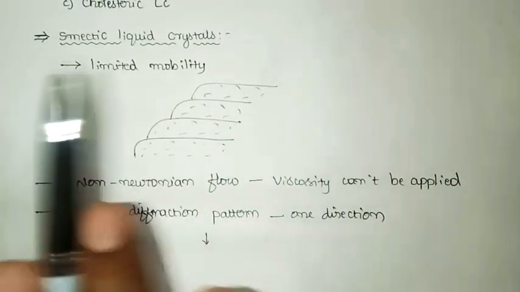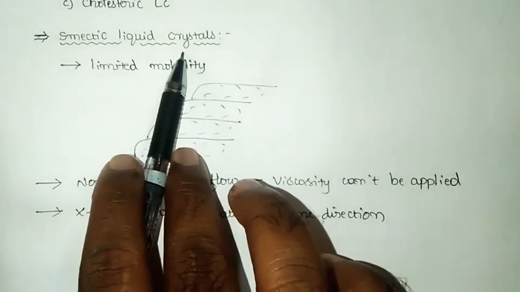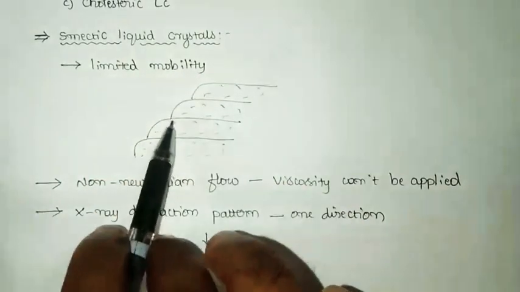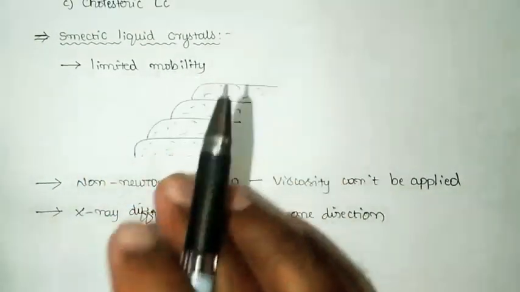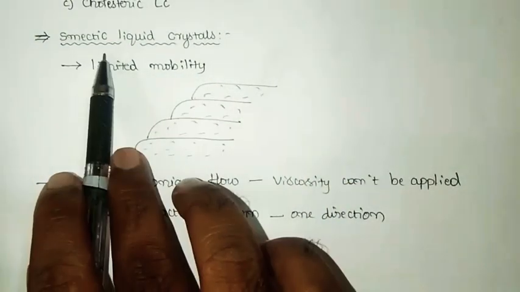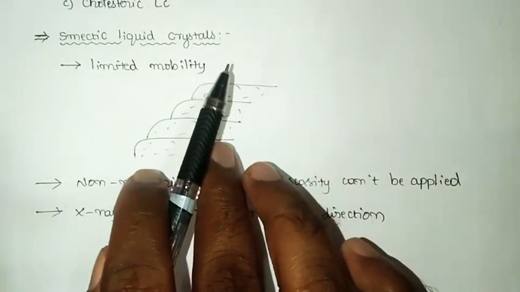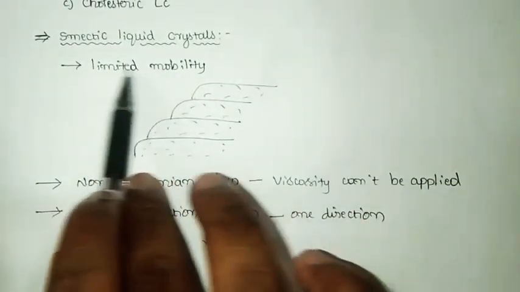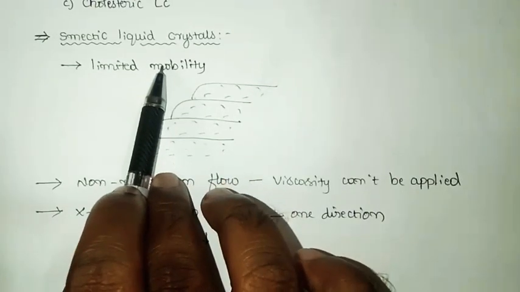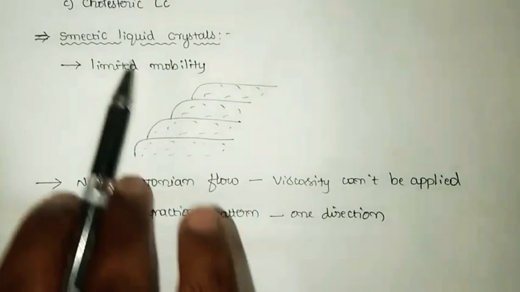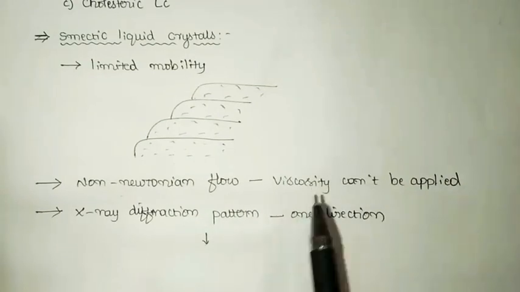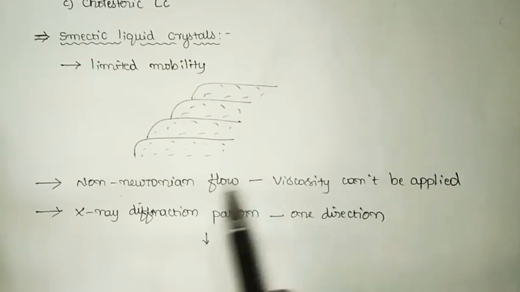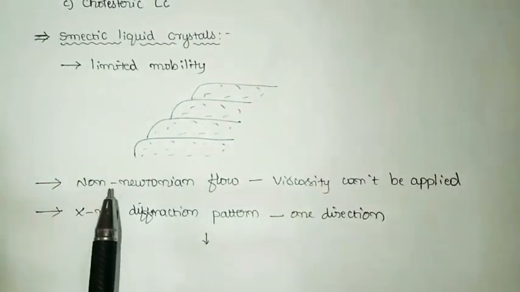But we cannot compare the distribution of velocities of the different layers in smectic liquid crystals with that of true liquids. It's completely different. In a true liquid, the velocity gradient will be more, but in a smectic liquid crystal, the velocity gradient will be very less. That's why we say smectic liquid crystals have limited fluidity, and their flow is completely non-Newtonian. That means we cannot apply the concept of viscosity to the movement of smectic liquid crystals.